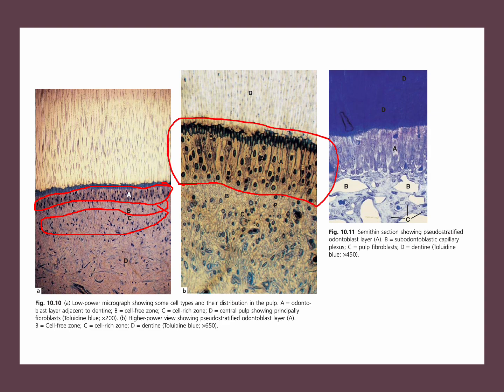The pseudostratified looking odontoblasts. The cell-free zone is very thin in thickness. The cell-rich zone, here it's the same. We're just using different stains. You can go back to the book to take a look at these slides. I took them from there.